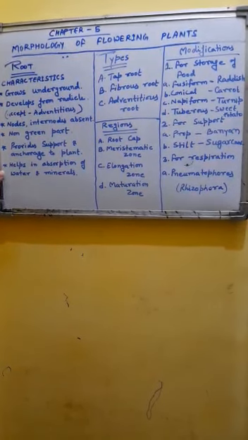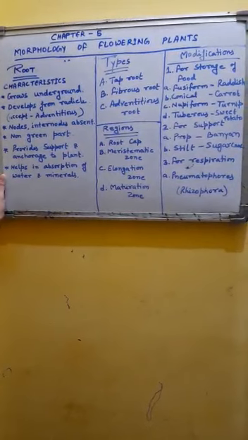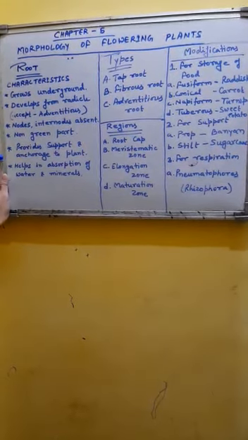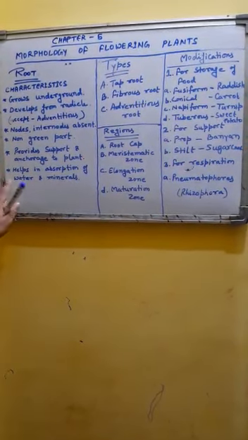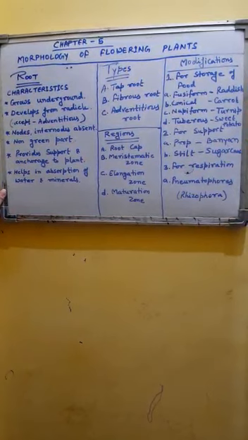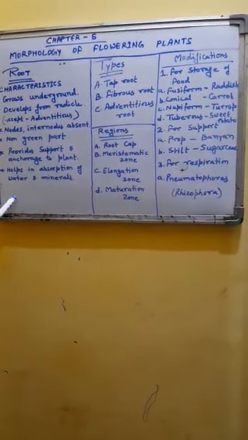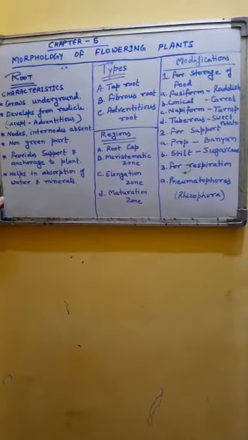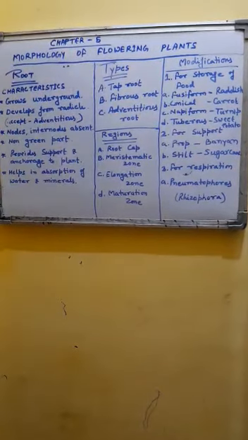Root helps in absorption of water and minerals. With the help of a special structure called root hairs present in them, root helps in absorption of water and minerals from the soil. So these are the characteristics of the root that we discussed. Then we discussed about the types of root.